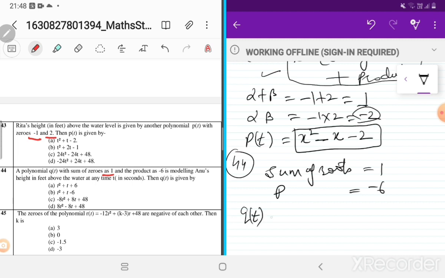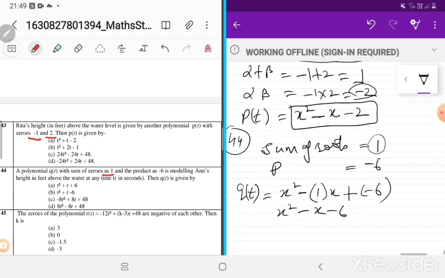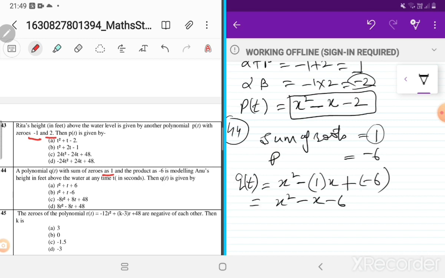That is another polynomial. Again, what we'll do now, we know the equation. So x square minus the sum of the roots. The sum of the roots is given, that is 1, into x plus the product of the roots. The product is also given, that is minus 6. So this is your equation: x square minus x minus 6. Now let us check whether it is there in your options.